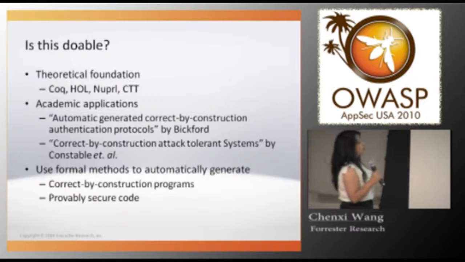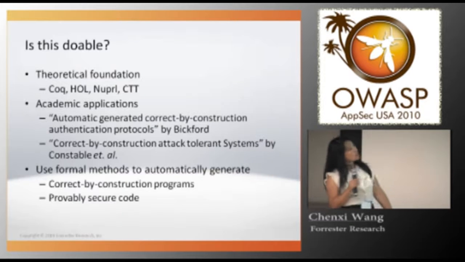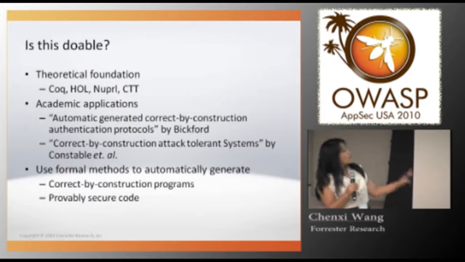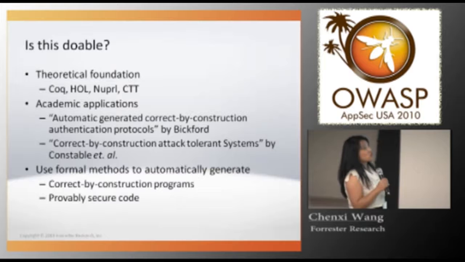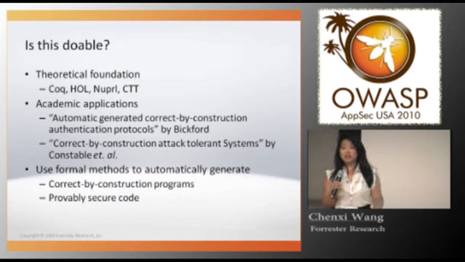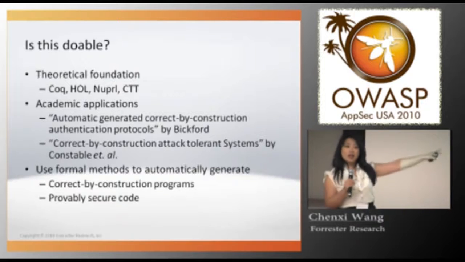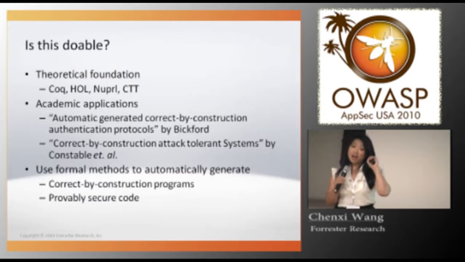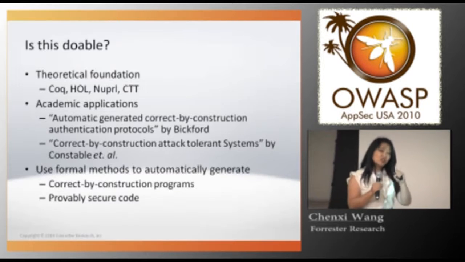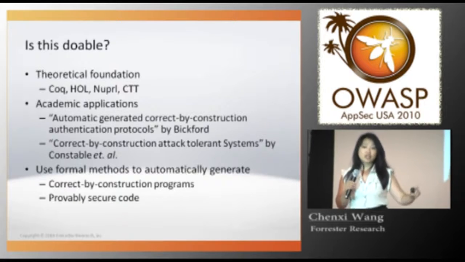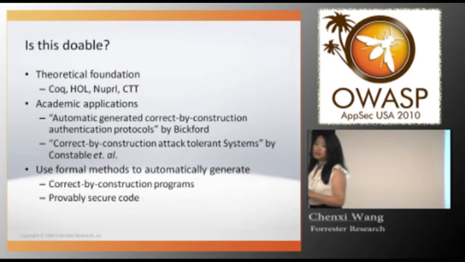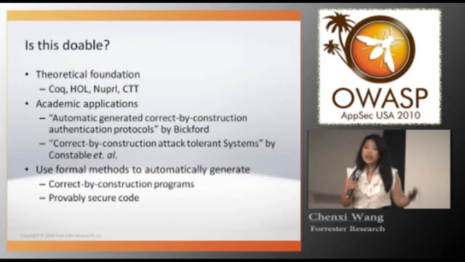Some of the work done at Cornell by Robert Constable about correct by construction attack tolerance systems, and by Bickford about automatic generation of correct authentication protocols. The work has advanced to the degree that they can automatically generate key exchange authentication protocols that are provably secure. Okay? This is a huge leap forward, being able to generate protocols. It's not quite full-fledged software yet, but protocols are a great starting point.